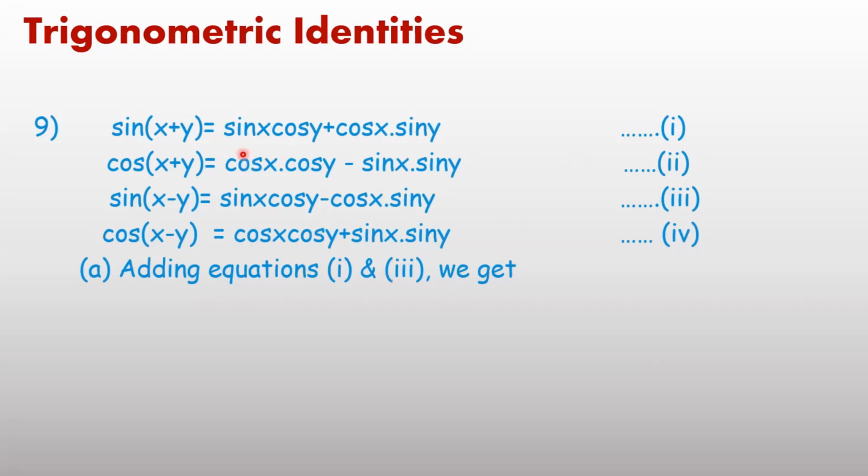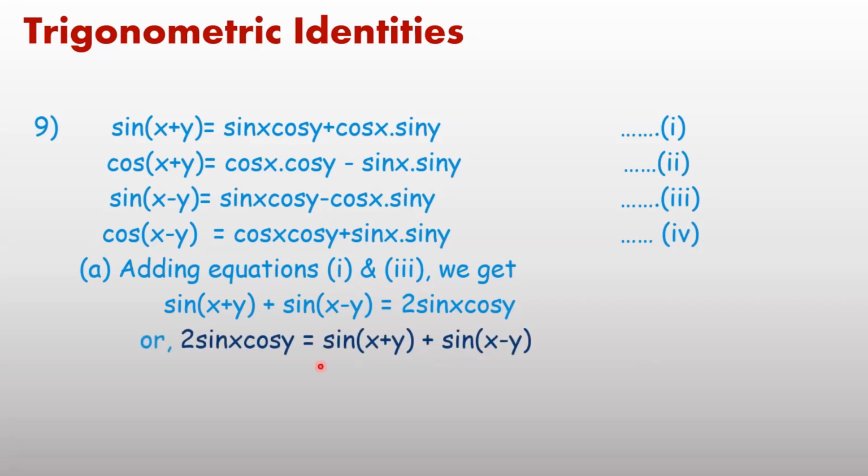Add the first and third equation, meaning sin(x+y) plus sin(x−y). You can observe here that cos x sin y cancels out. What remains? 2 sin x cos y. The next identity, which you can write as 2 sin x cos y equal to sin(x+y) plus sin(x−y).